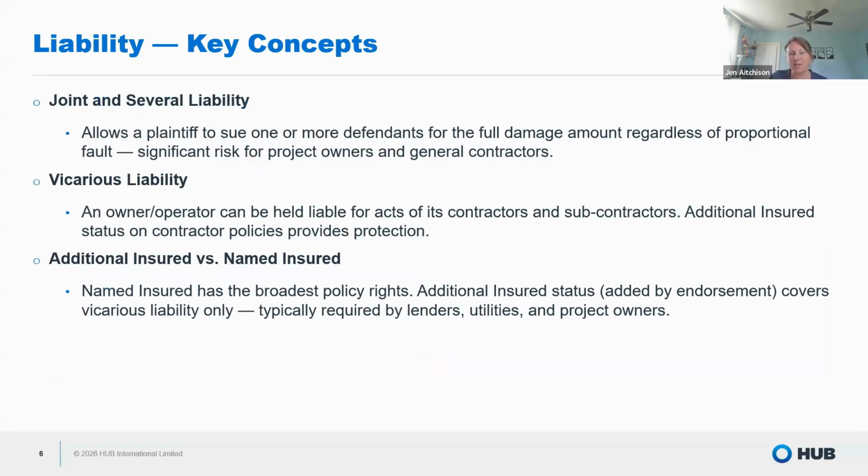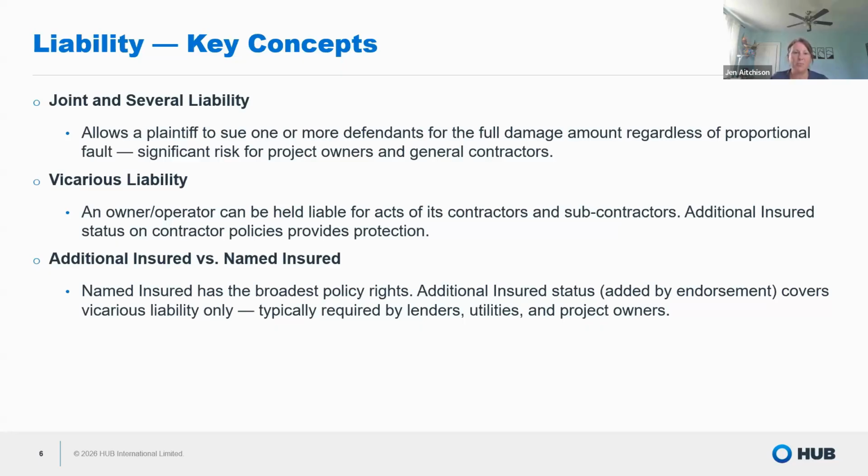A couple of key concepts that I wanted to highlight, just so that everybody can understand how some of these things work. Joint and several liability is allowing a plaintiff to sue one or more defendants for the full damage amount, regardless of proportional fault. So remember when I mentioned that you want to right size the limit of liability based on exposure, not based on the fees. It doesn't really matter how it settles out.